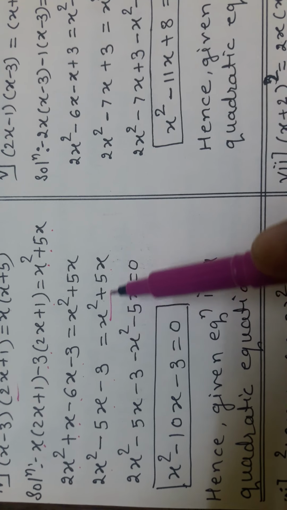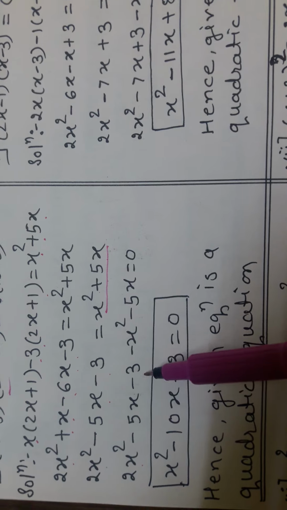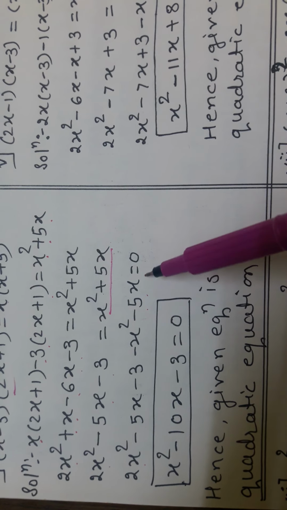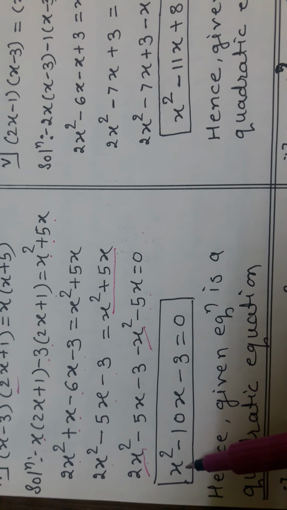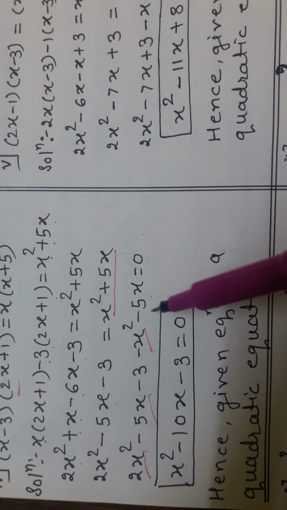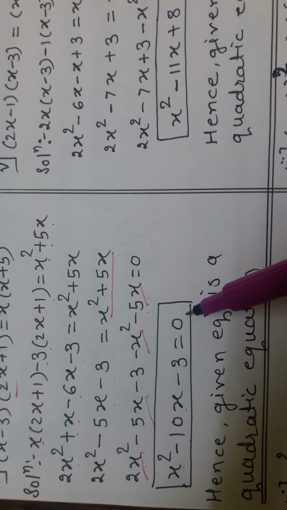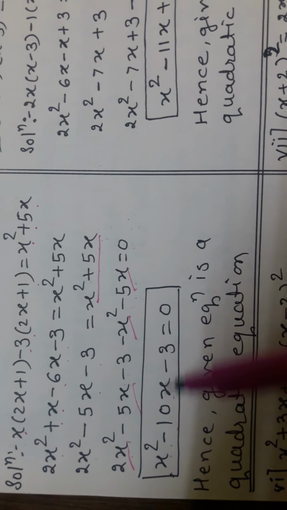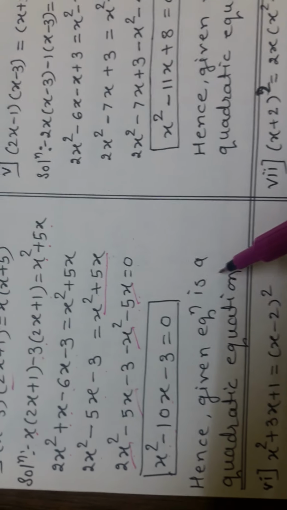So whatever the terms on the right hand side, we will shift to the left hand side. 2x square minus 5x minus 3 minus x square minus 5x is equal to 0. 2x square minus 1x square is nothing but x square. Minus 5x minus 5x is minus 10x and minus 3, which is equal to 0, which is in the standard form of ax square plus bx plus c. Hence the given equation is a quadratic equation.